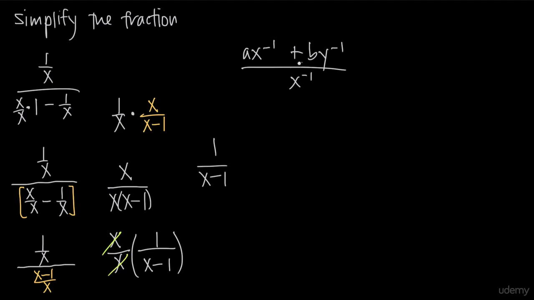If we look at a second example, we have a times x to the negative 1 plus b times y to the negative 1, all divided by x to the negative 1. So remember that our first goal is going to be to just get one fraction in the numerator and just one fraction in the denominator. In order to do that, we first have to deal with our negative exponents.